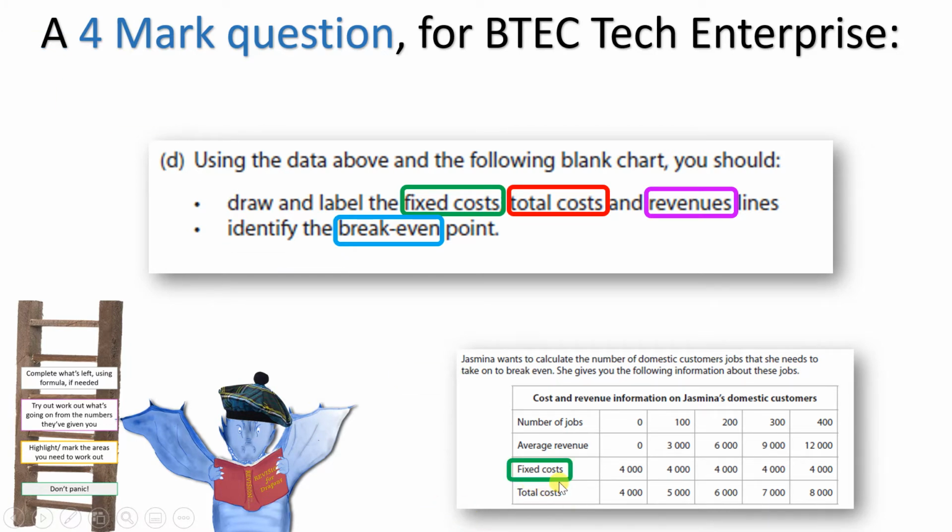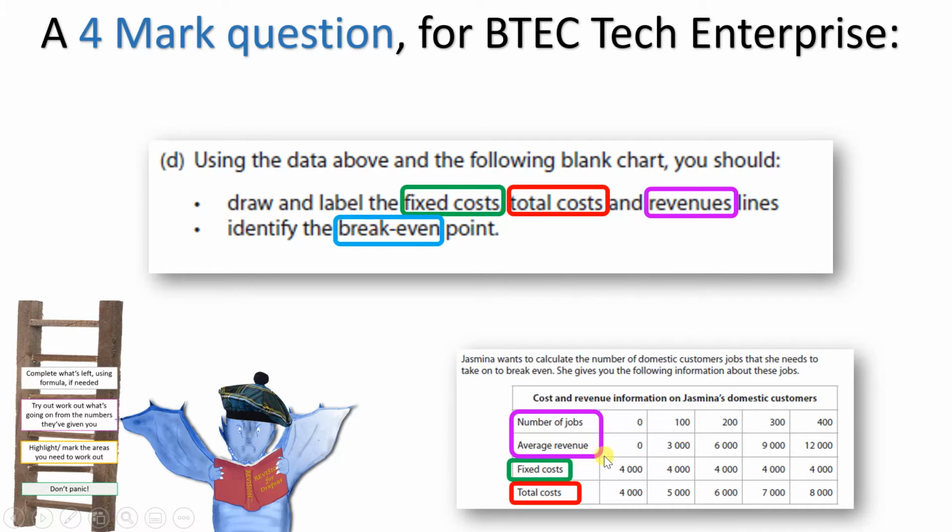Here are the fixed costs, it's all across that horizontal line. Then there's total costs, and if you noticed where it starts, make sure you've got a comparison with fixed costs, and let's make sure we understand how the numbers increase on total costs. And the final one, the number of jobs and average revenue.